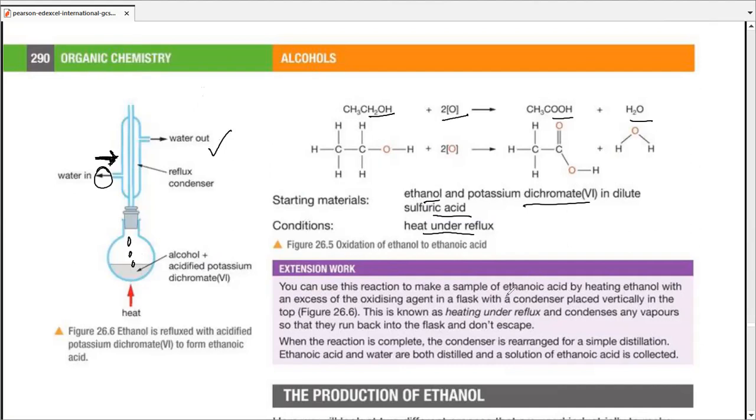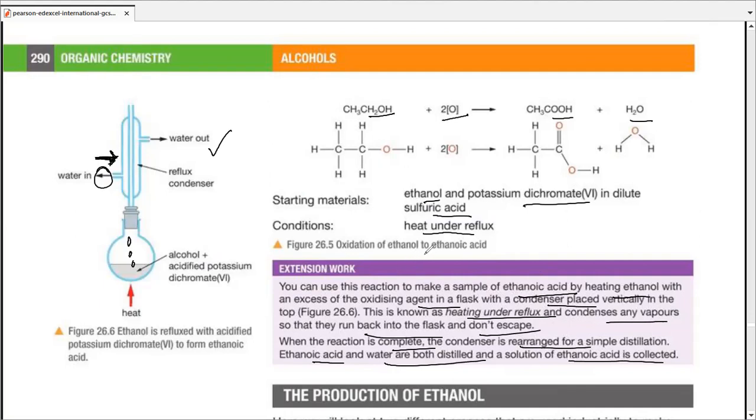You can use this reaction to make a sample of ethanoic acid by heating ethanol with excess of oxidizing agent in the flask with the condenser placed vertically at top. This is noted as heating under reflux. It condenses any vapor so that they run back into the flask and don't escape, as I just said. When the reaction is complete, the condenser is rearranged for a simple distillation. Ethanoic acid and water are both distilled out, and a solution of ethanoic acid is collected.